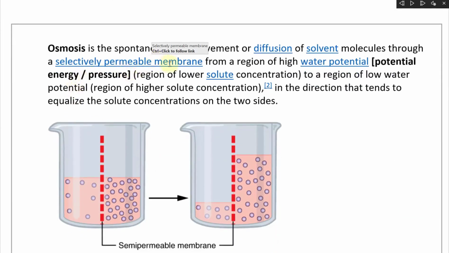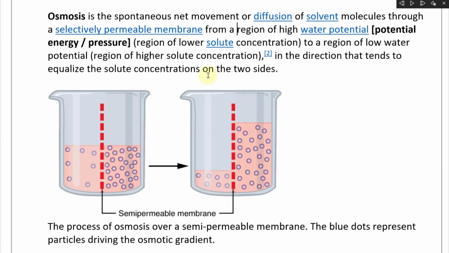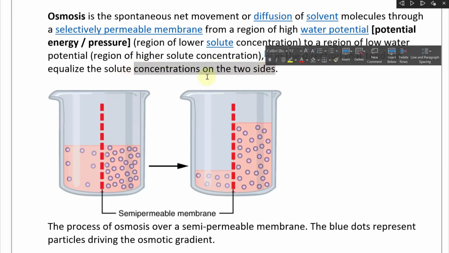So osmosis is the spontaneous net movement or diffusion of solvent molecules through a selectively permeable membrane from a region of high water potential, or potential energy/pressure, region of lower solute concentration. So it has lower solute, but has higher water potential there. So it has higher water energy, etc. To a region of low water potential or region of higher solute concentration. So the more solute, the less water pressure there is. In the direction that tends to equalize the solute concentrations on the two sides, thus equalizing the water pressure or water potential.